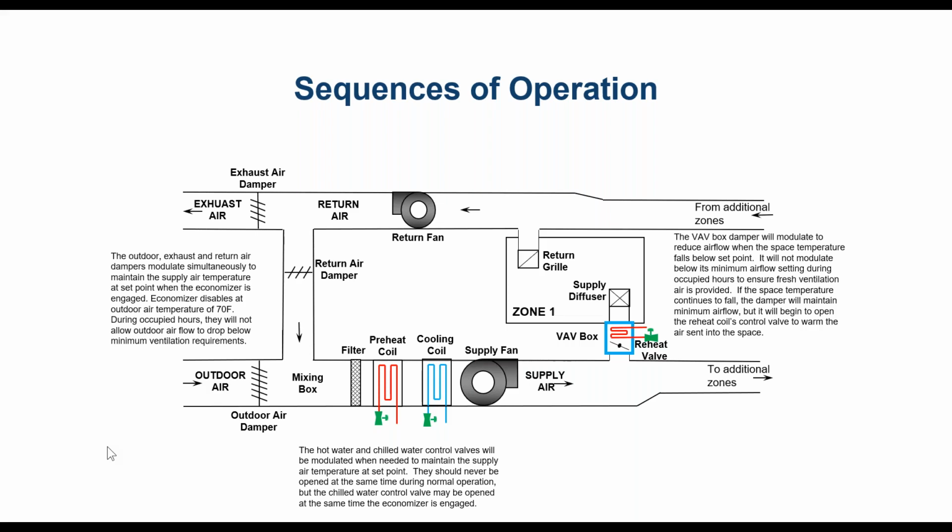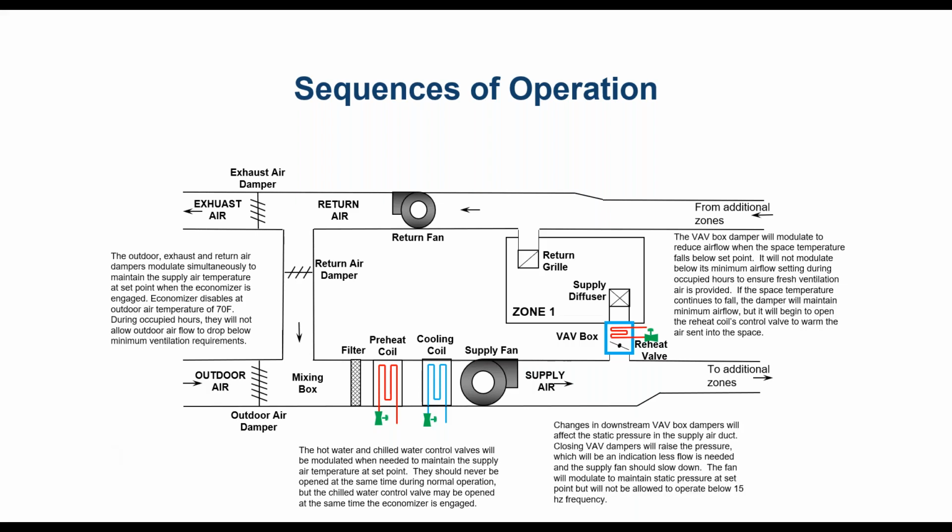Okay, so if that VAV box's damper is modulating, that's going to have effects on the system elsewhere. Changes in downstream VAV box dampers will affect the static pressure in the supply air duct. This is the supply air duct. And we know if we're closing this damper here, that's going to drive up the pressure in the supply air duct. So closing VAV box dampers will raise the pressure, which will be an indication that less airflow is needed, and the supply fan can slow down.